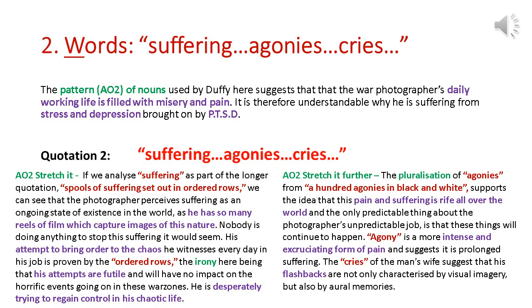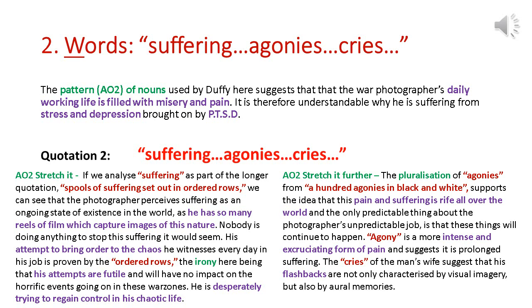If you wanted to analyse suffering as part of the longer quotation, "spools of suffering set out in ordered rows", we can see that the photographer views suffering as an ongoing state of existence in the world because he's got so many reels of film which capture images of suffering. It seems that nobody's doing anything to stop that suffering despite these photographs.